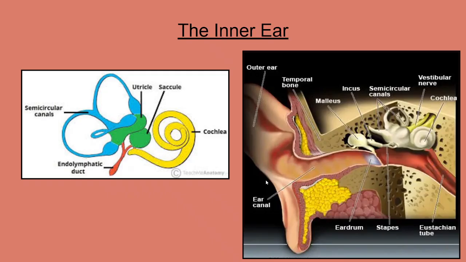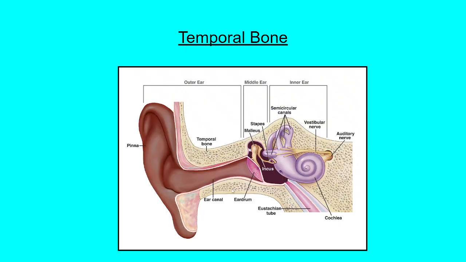Now we come to the inner ear. This is the diagram of the inner ear, as you can see. The inner ear first consists of the temporal bone. This part is the temporal bone, a complex bone at the side and the base of the skull that houses the structures of the middle and inner ear, and it provides protection and support for these delicate sensory organs.